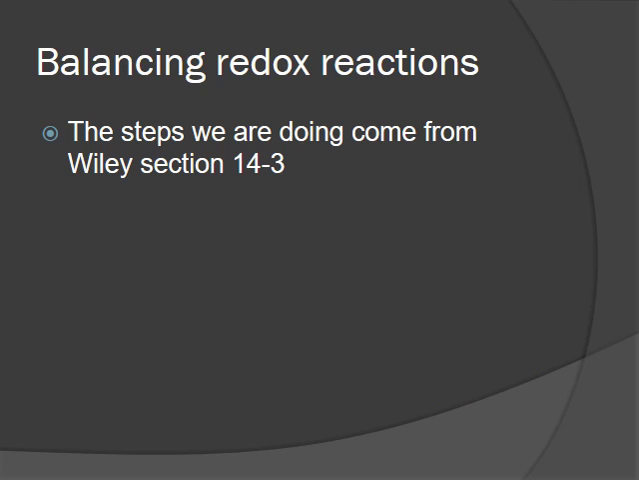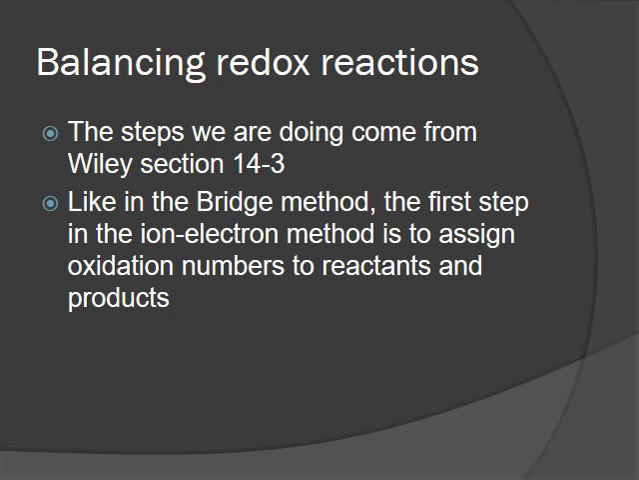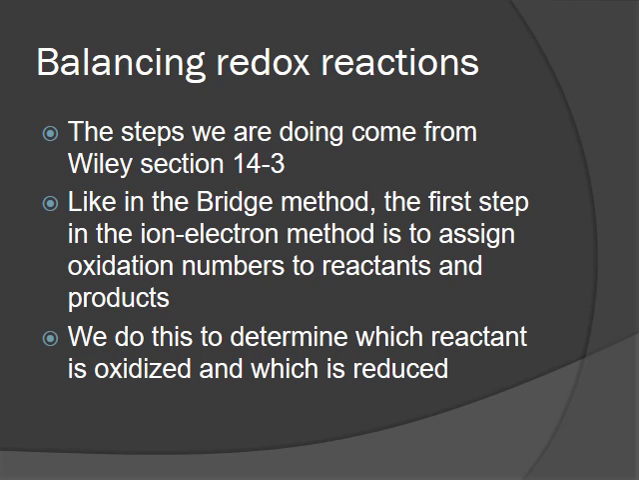The steps that we're going to go through come from Wiley section 14-3. We're going to go over all the steps and then we'll work an example. So the first step is to assign oxidation numbers to all the atoms that are reactants and products. That comes from Wiley section 14-1. We want to determine which reactant is oxidized and which is reduced. What is gaining electrons? What is losing electrons? We need to know where the electrons are going.